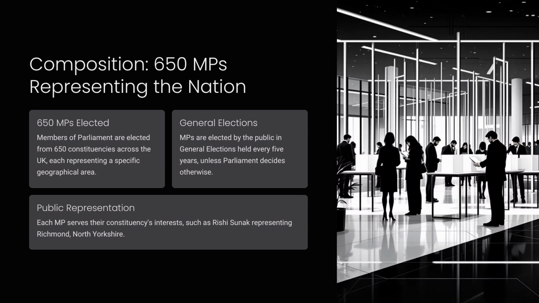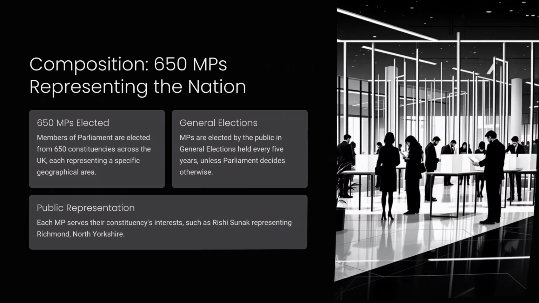Composition. 650 MPs representing the nation. Members of Parliament are elected from 650 constituencies across the UK, each representing a specific geographical area. General elections. MPs are elected by the public in general elections held every 5 years, unless Parliament decides otherwise. Public representation. Each MP serves their constituency's interests, such as Rishi Sunak representing Richmond, North Yorkshire.